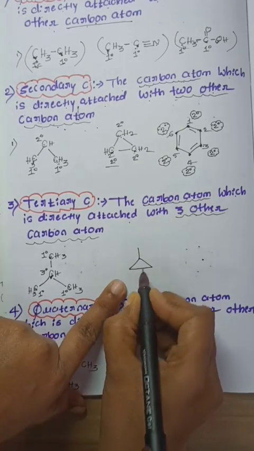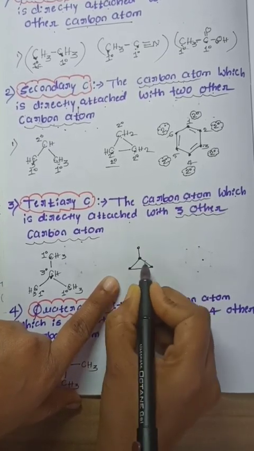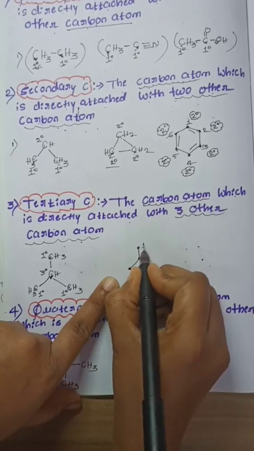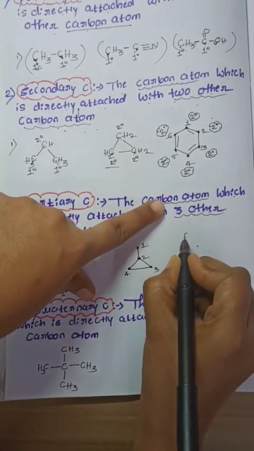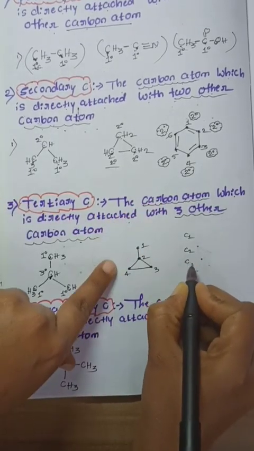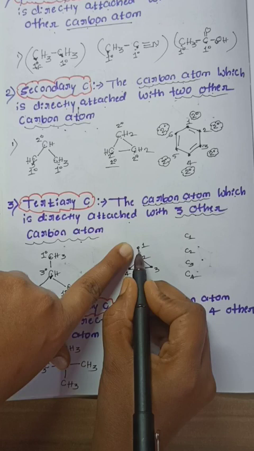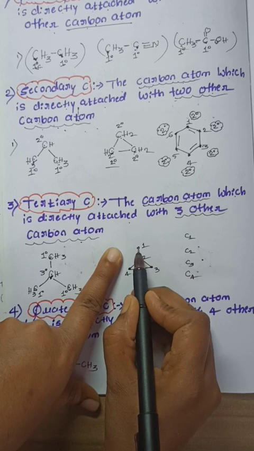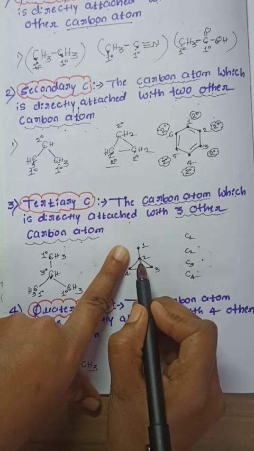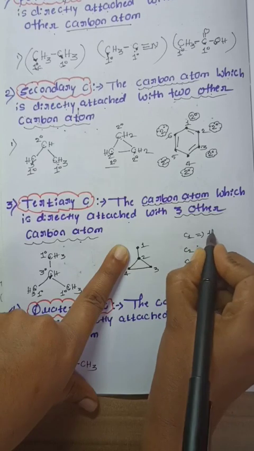Now in this example, see, these points indicate carbons. Let's consider this is the first carbon, this is the second carbon, this is the third carbon, this is the fourth carbon. Let's call them C1, C2, C3 and C4. Is the C1 carbon primary, secondary, tertiary or quaternary? That we have to find. How? We have to see how many carbons C1 is directly attached with. C1 carbon is directly attached with only one carbon, so C1 is a primary carbon.